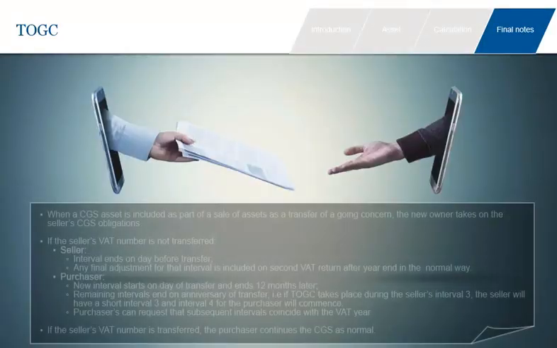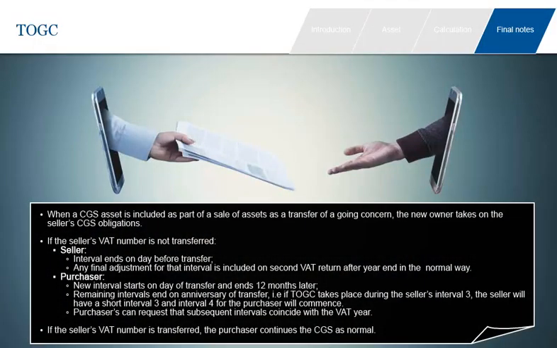First, transfers of going concerns. When a CGS asset is included as part of a TOGC, the new owner takes on the seller's CGS obligations. The scheme does not end, as it does in other circumstances when an asset is sold. If the purchaser does not take on the seller's VAT number, there are two consequences.